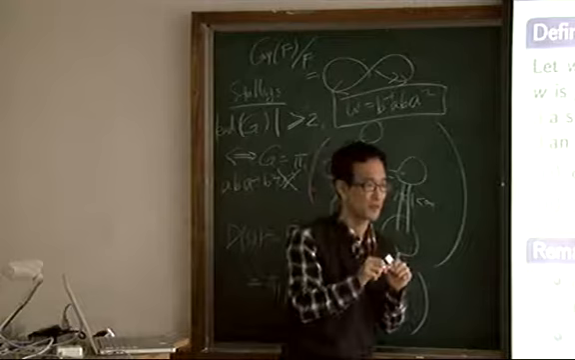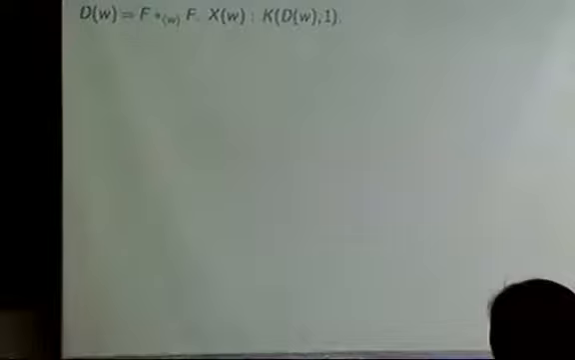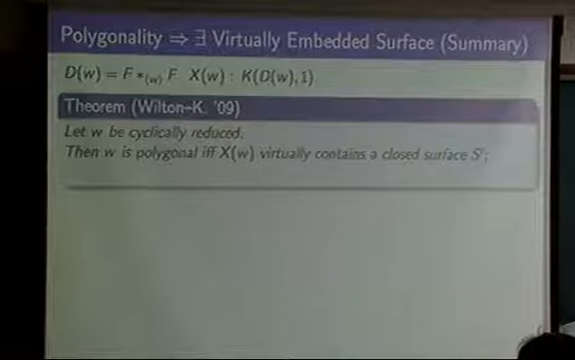And the only condition that one will really have to worry about is that at each vertex, one does not see any two incoming edges with the same label or two outgoing edges with the same label. So the discussion that we have made so far proves that if the word is polygonal, then this complex will have a finite cover that contains a closed surface. And the content of the theorem is that the converse is also true.